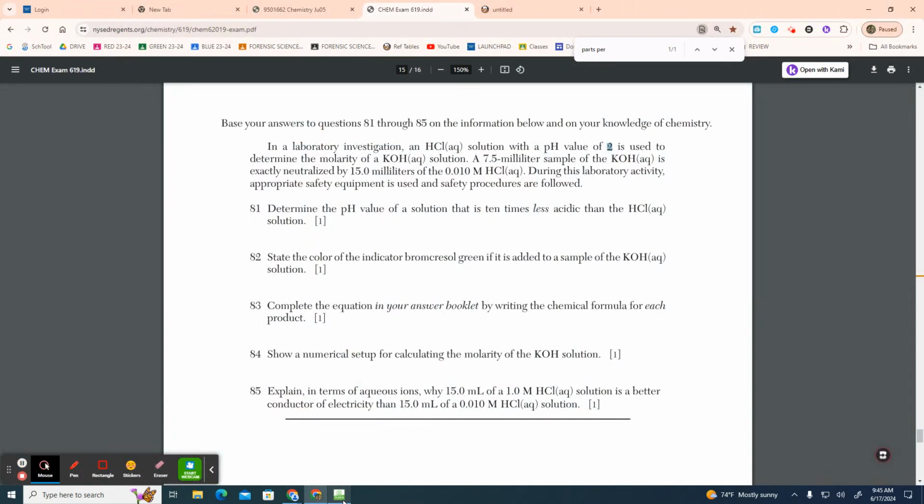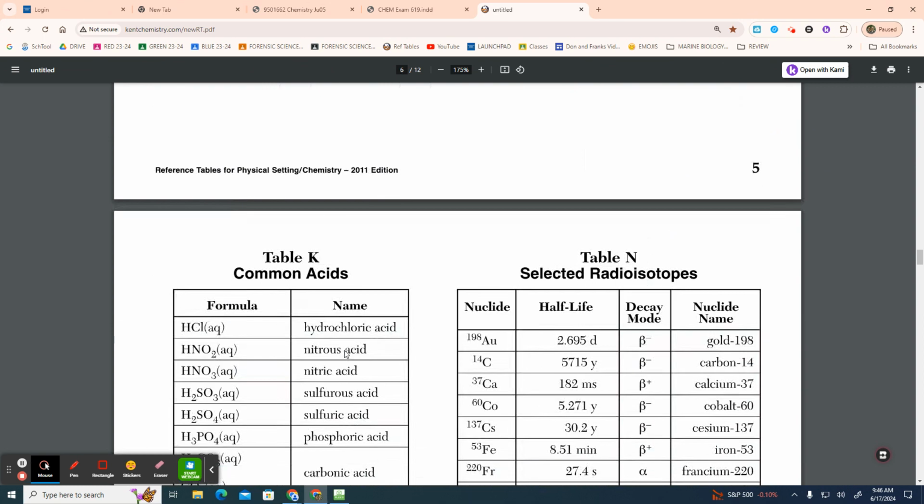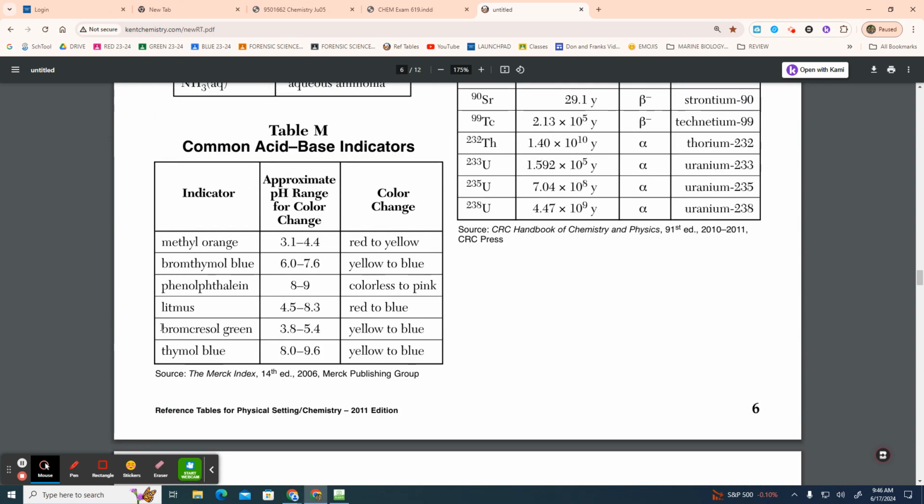Okay? All right, state the color of the indicator bromocresol green if it is added to a sample of KOH. Is KOH an acid or a base? It is a base. And so its pH is going to be higher than 7. Doesn't matter what that number is, it's higher than 7. What color will bromocresol green be when the pH is higher than 7? Blue. You understand?